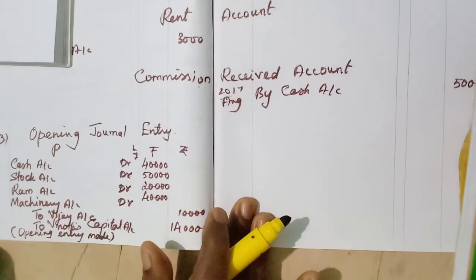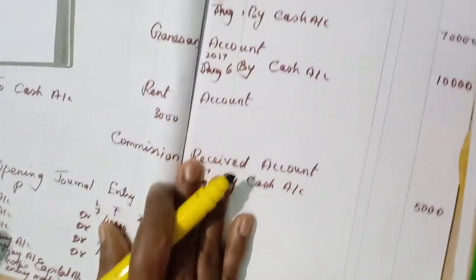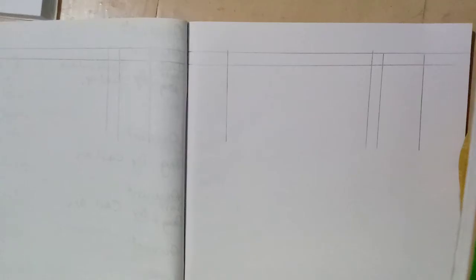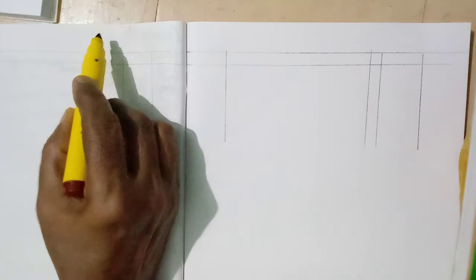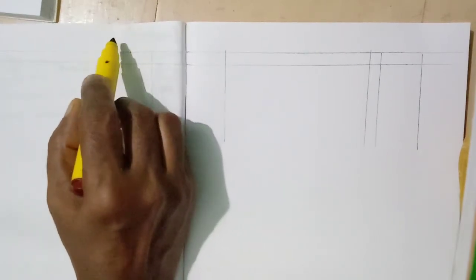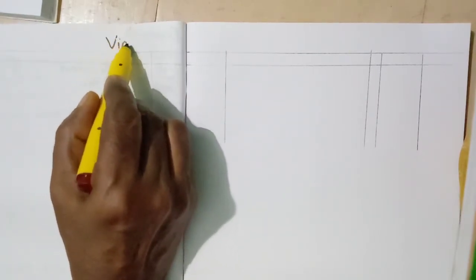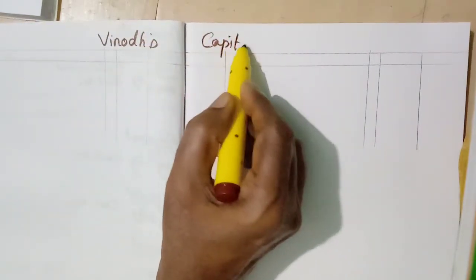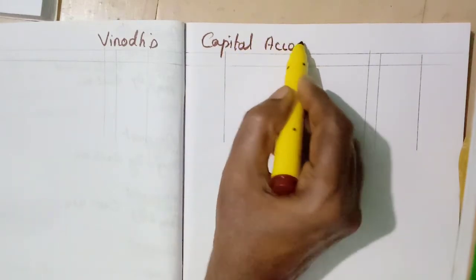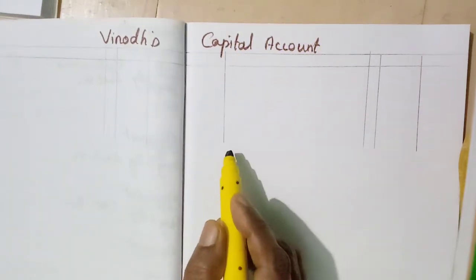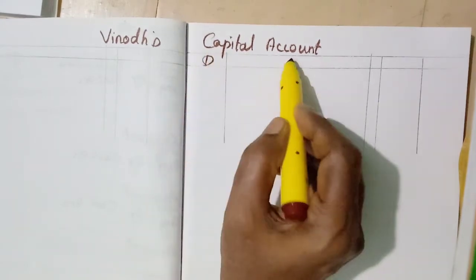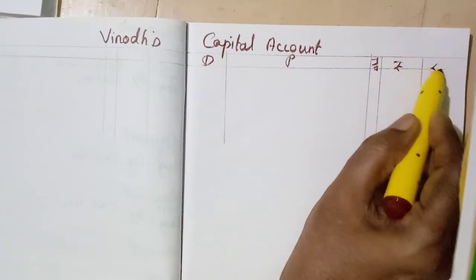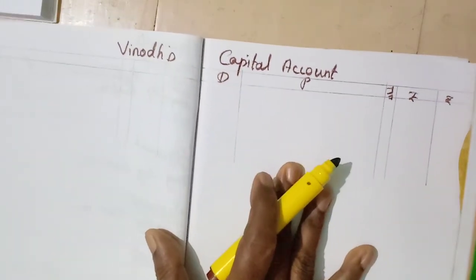Now post them to Vinod's capital account. So only capital account we have to prepare. So you have to prepare Vinod's capital account. Account, here you have to write full form of that word. Write everything. Date, particulars, JF, rupees. Everything you write.